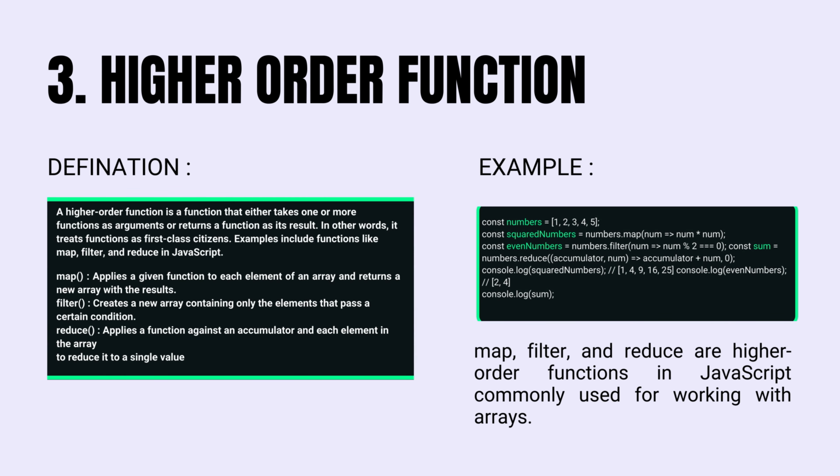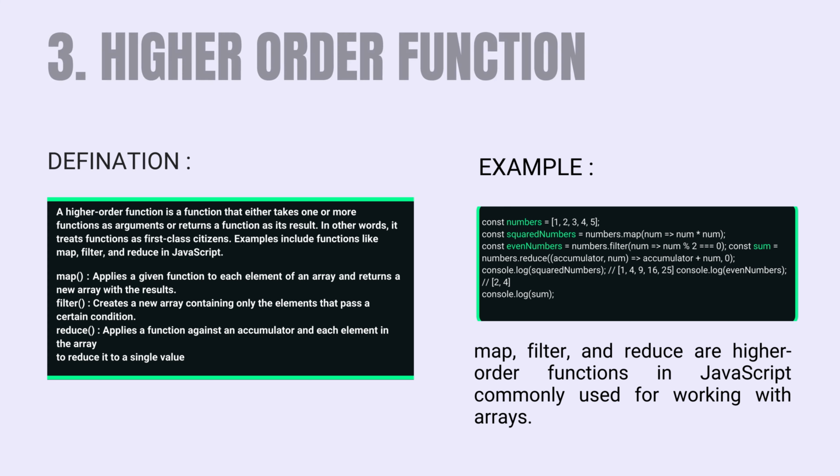3. Higher order function. Definition. A higher order function is a function that either takes one or more functions as arguments or returns a function as its result. In other words, it treats functions as first-class citizens. Examples include functions like map, filter, and reduce in JavaScript. Map, filter, and reduce are higher-order functions in JavaScript commonly used for working with arrays.